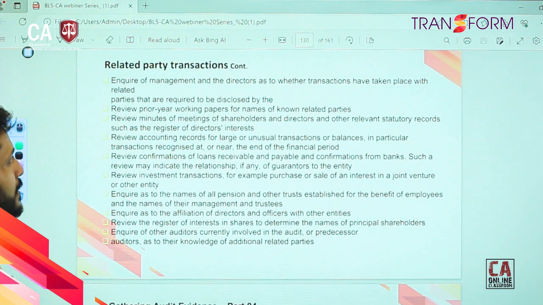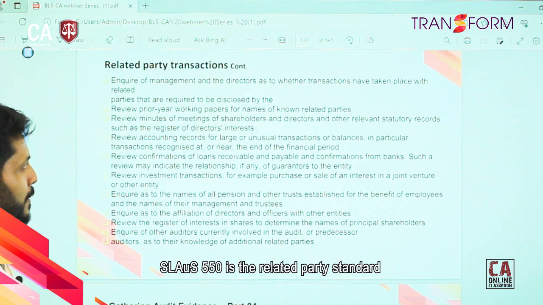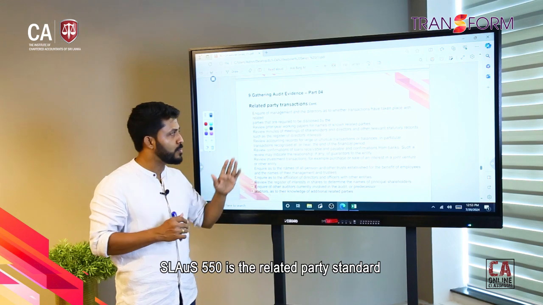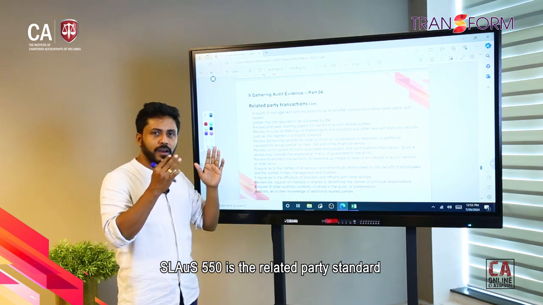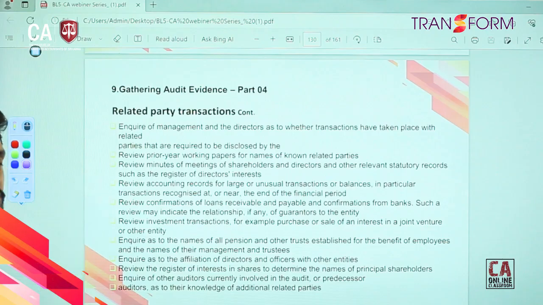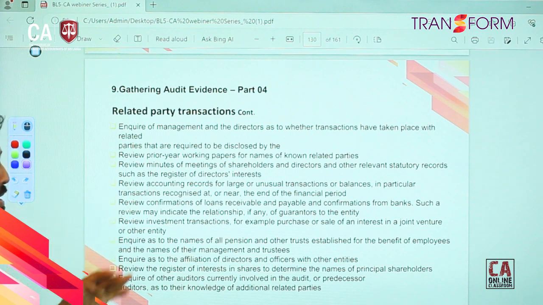Basically, we can cross-check with the last year's identified list, and whether there are any changes in the directors. You can check the board minutes, right? Names of the related parties, and whether there is any arrangement with other companies, any acquisitions, disposals, any subsidiary companies, right? So once you are coming to related party transaction identification, measurement and disclosure, SLAuS 550 discusses lengthy procedures, right? So then I have summarized here.